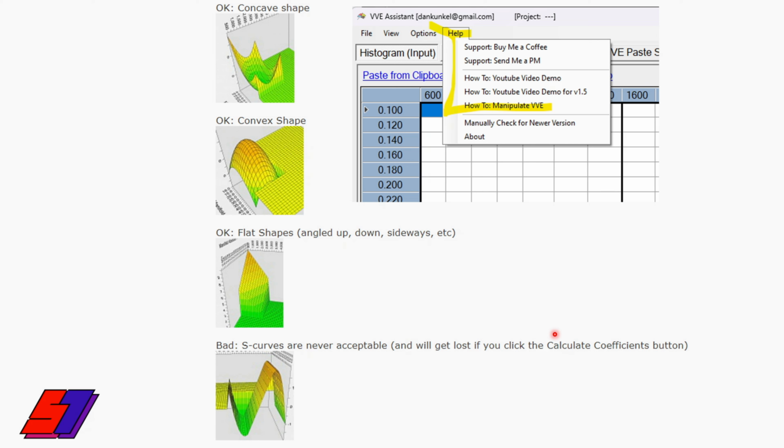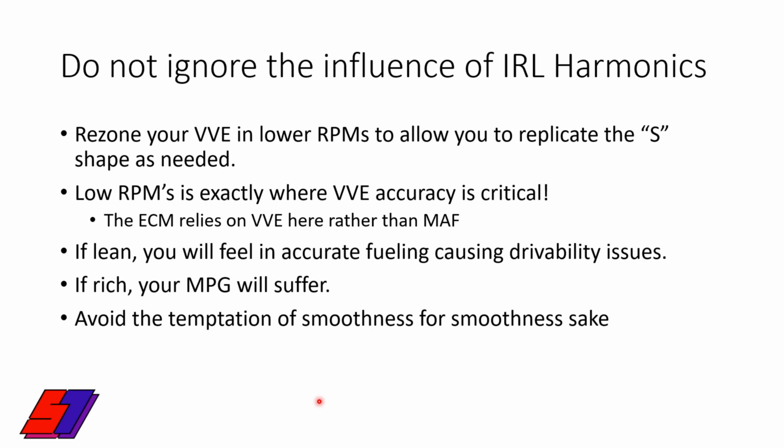So there's a lot to that. This is an art. I'm not going to say I'm a master at rezoning or anything like that, but you should not be afraid to rezone your virtual VE table. If you go in the virtual VE or VVE assistant that I created, you go to help and you go to how to manipulate VVE. It will take you to a post on HP Tuners that I made, and it's going to show you here are the shapes that the coefficients allow and what they don't allow. What you can do is curves and flats, but the coefficients will not accommodate S shapes.